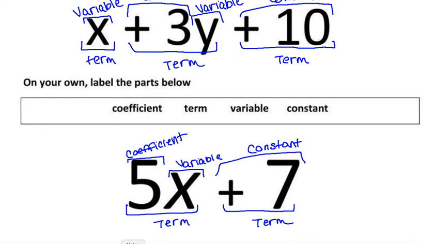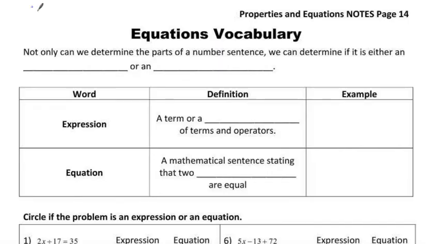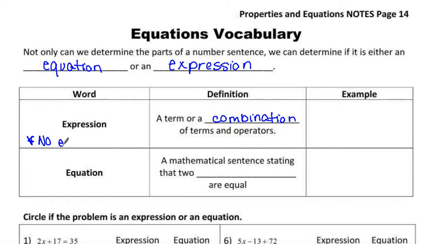So here's your answer for the bottom of that page. So the next page talks about not only can we determine the parts of a number sentence, we can also determine if it is either an equation or an expression. And an expression is a term or a combination of terms and operators. Now, the important thing to remember is an expression has no equal sign.